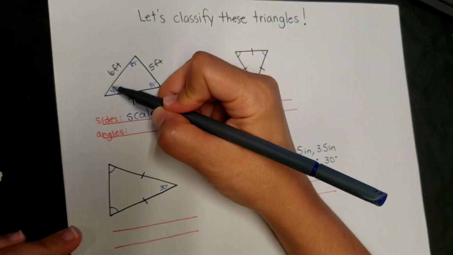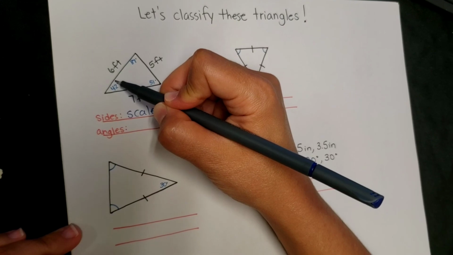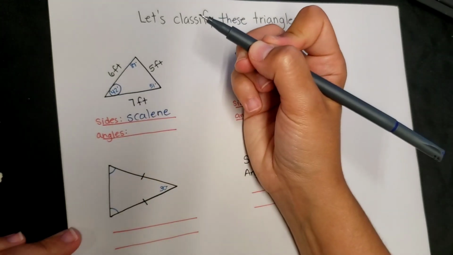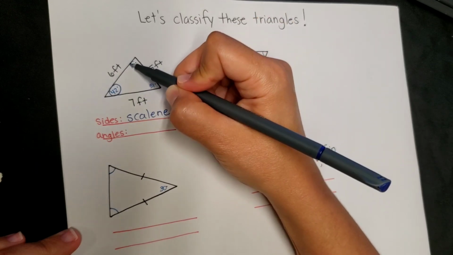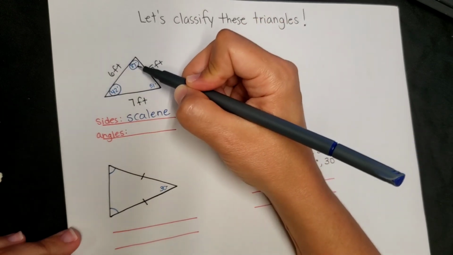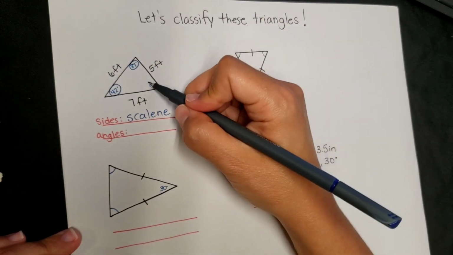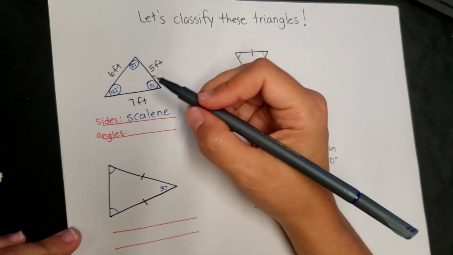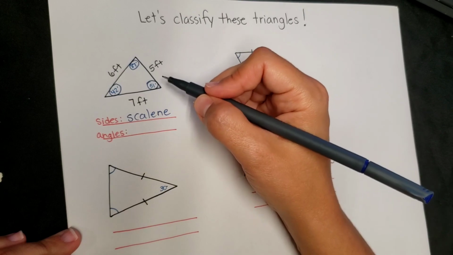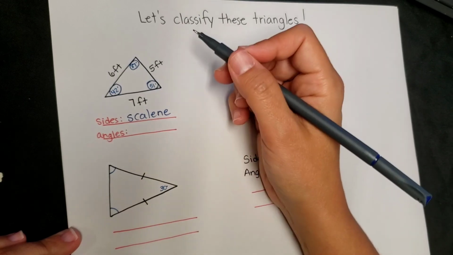When I look at these angles inside of my triangle, I notice that this one is 42 degrees. That's less than 90. That means that this angle is acute. This one is 87 degrees. That's still less than 90. That's acute. And then this one is 51 degrees. That's less than 90. That's acute. So I have 3 acute angles.